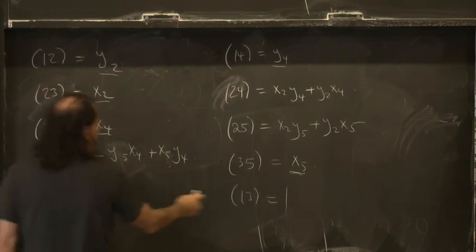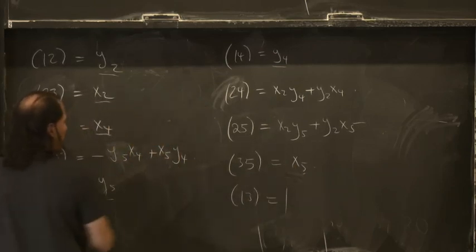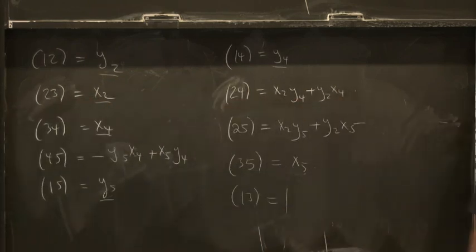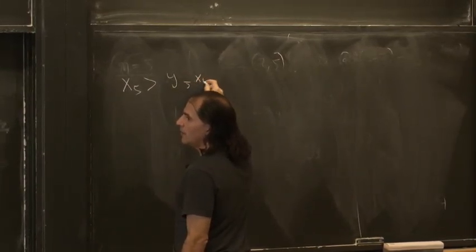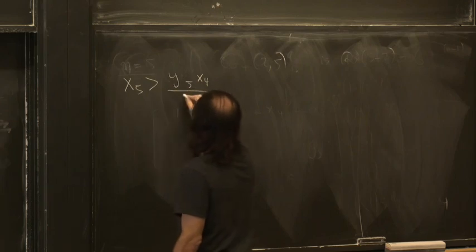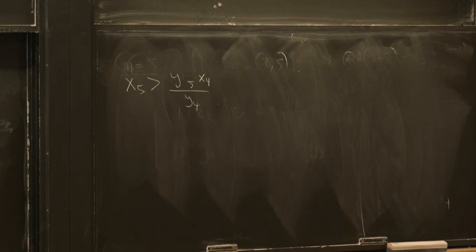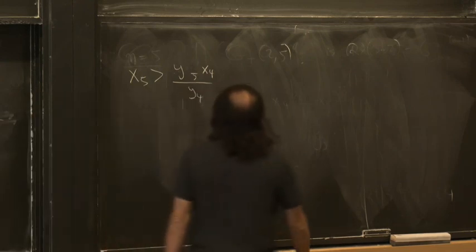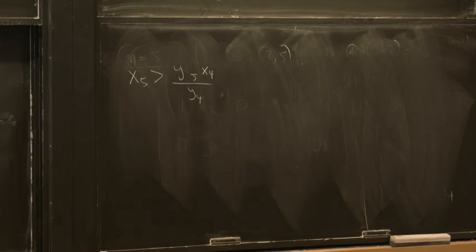But in fact, all these variables are positive. But x5 has got to be more than just positive. From here, I see that I have to have x5 bigger than y5 x4 over y4. It's a good thing that I know y4 is positive, so I can divide by it, right? So to get this inequality, x5 is not just positive, but it's bigger than that. So notice again something interesting.